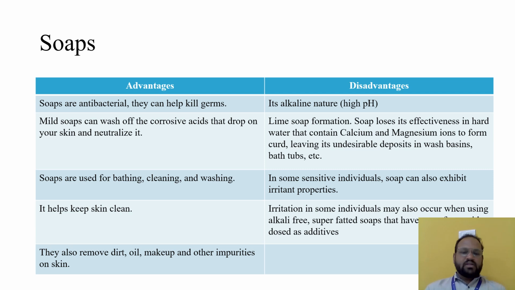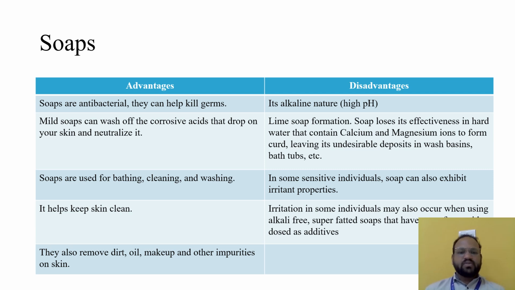The advantages and disadvantages of soaps: they are antibacterial and can help kill germs. Its alkaline nature will irritate your skin, so test for irritancy. Mild soaps can wash off corrosive acids that drop on your skin and neutralize them. Lime soap formation: soap loses its effectiveness in hard water that contains calcium and magnesium ions, forming curd, leaving undesirable deposits in wash basins, bathtubs, etc.